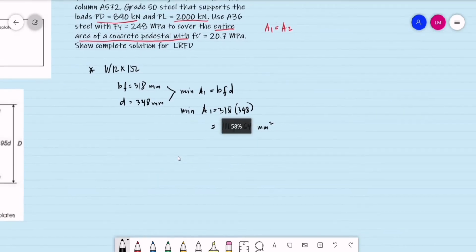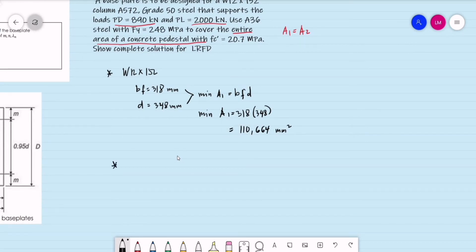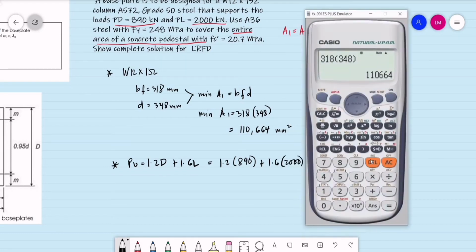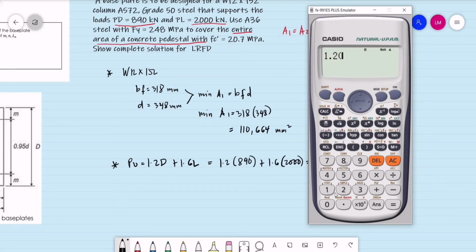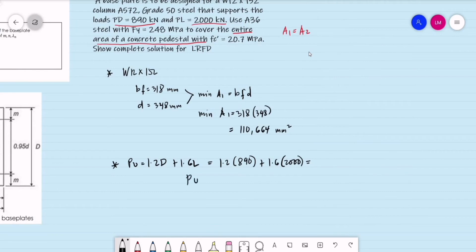So for our next step is the load combination. We have P_U equal to 1.2 of the dead load plus 1.6 of the given live load. So we have 1.2 of 890 kilonewtons plus 1.6 of 2000 kilonewtons. And this value is now equal to, we have 1.2 of 890 plus 1.6 of 2000. That is, we have our P_U is 4,268 kilonewtons.